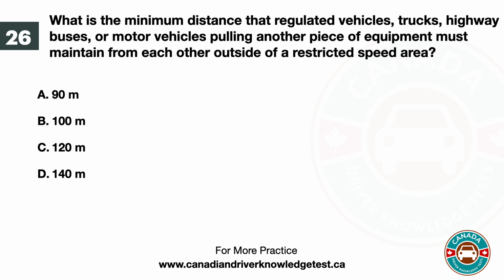Question 26. What is the minimum distance that regulated vehicles, trucks, highway buses, or motor vehicles pulling another piece of equipment must maintain from each other outside of a restricted speed area? A. 90 m. B. 100 m. C. 120 m. D. 140 m. The answer is A. 90 m.